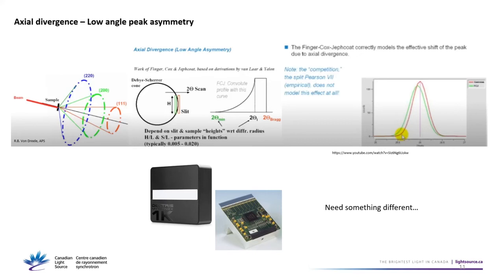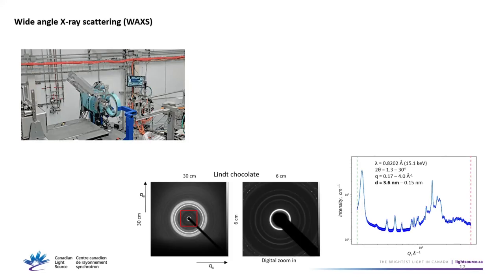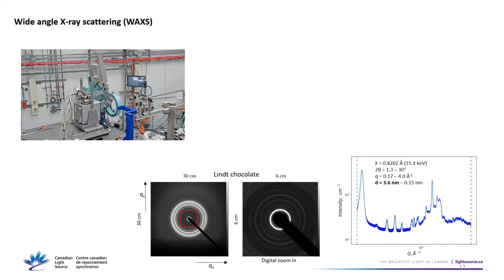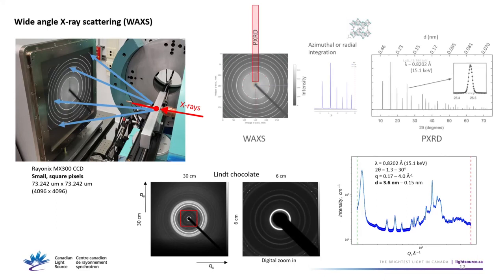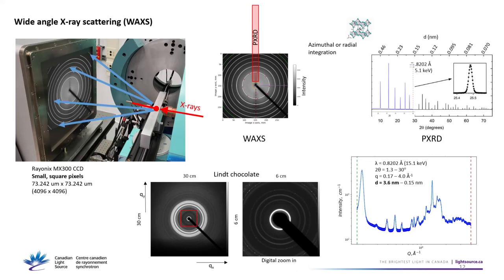We need something different, more like our wide angle X-ray scattering setup, which uses this big area detector with little tiny square pixels, which is nice. So we can do diffraction that way. It's just like powder diffraction, but in 2 dimensions. It's really great for looking at texture, but you can just think of it as powder diffraction with an area detector. This is lanthanum hexaboride measured with our WAXS setup and with PXRD, and they're basically equivalent. You can do a radial or azimuthal integration and lay one on top of the other.